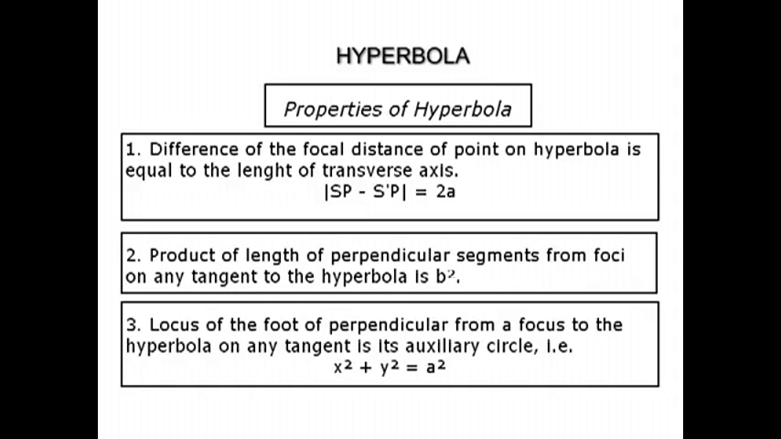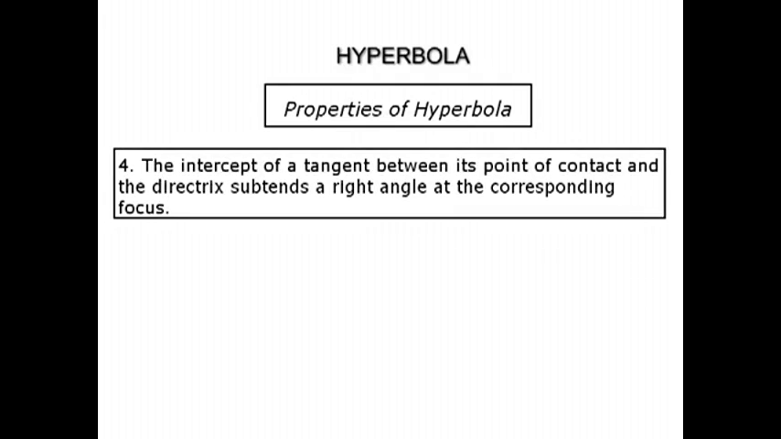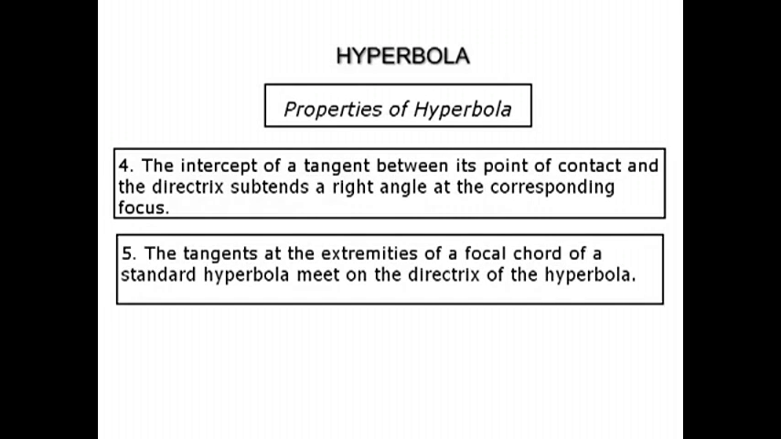Number 3. The locus of foot of perpendicular from a focus to the hyperbola on any tangent is its auxiliary circle, that is x square plus y square equal to a square. Number 4. The intercept of a tangent between its point of contact and the directrix subtends a right angle at the corresponding focus. Number 5. The tangents at the extremities of a focal chord of standard hyperbola meet on the directrix of the hyperbola.